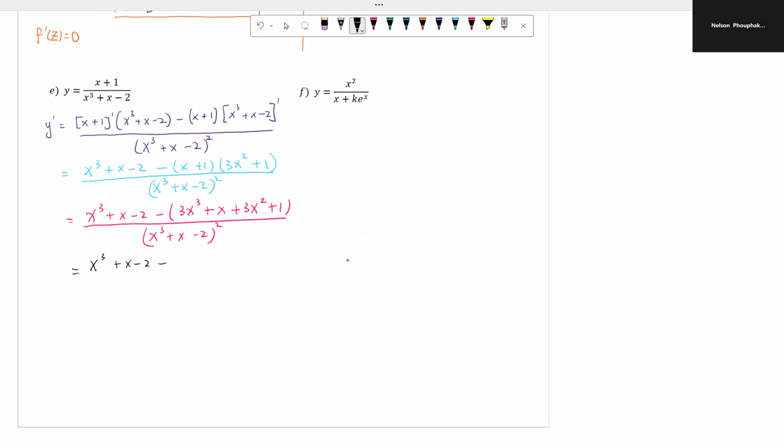So minus 3x to the power 3 minus 3x squared minus x minus 1. Okay. And now I would like to group the like terms. Plus x minus x is 0. So I have negative 2 minus 1 is negative 3.